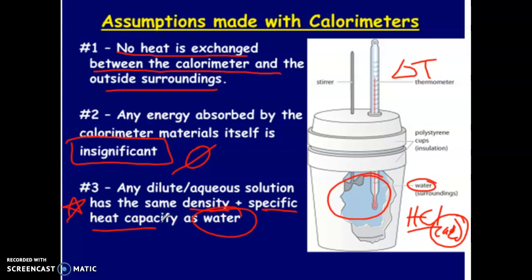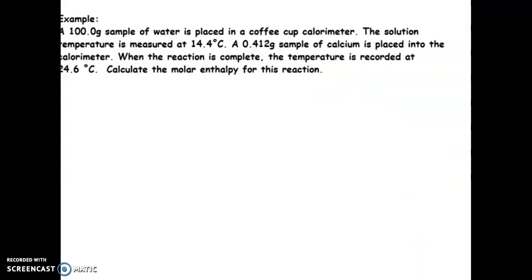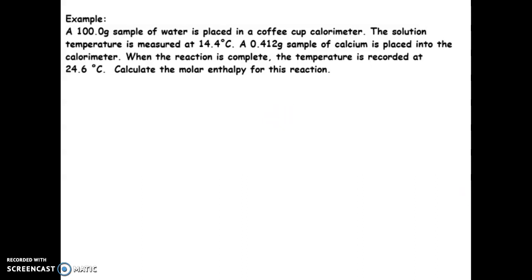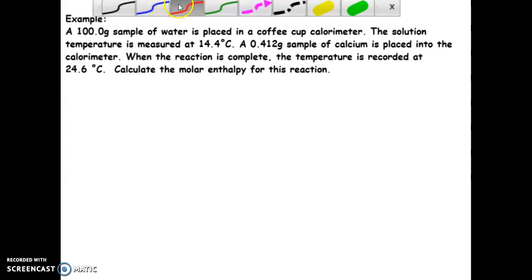So if you are trying to determine the mass or your C value when you're determining your heat, if it is aqueous, no matter what type of solute is in there, you are to assume it is the same as water. And we're going to see that in this first example here. Okay, so let's take a look at a typical calorimeter example here.